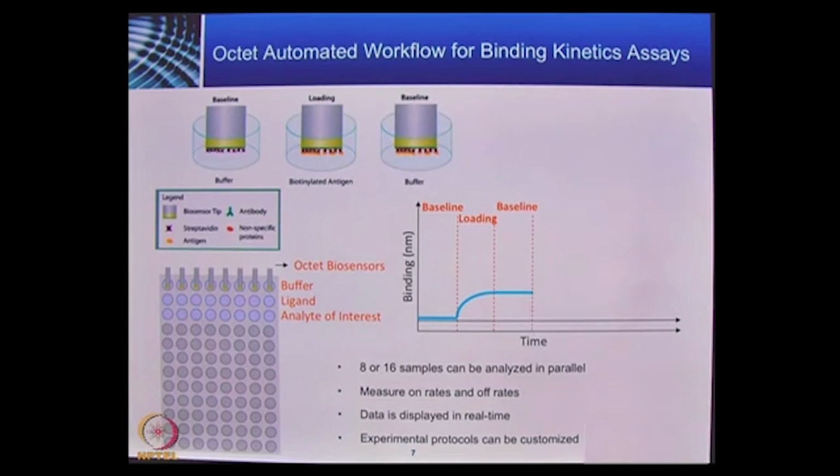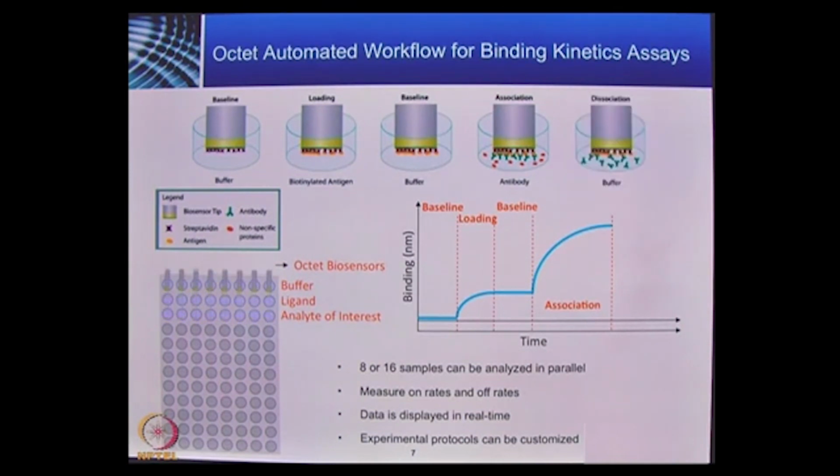Afterwards, the biosensor is then moved back to the buffer. Then we can get the baseline before the real interaction happens. As the fourth step of the interaction, the biosensor is moved into the wells which contain the analyte of interest. The analyte of interest will bind to the ligand, which has already been immobilized on the biosensor. And then from here, we can get the association curve between the analyte and the ligand.